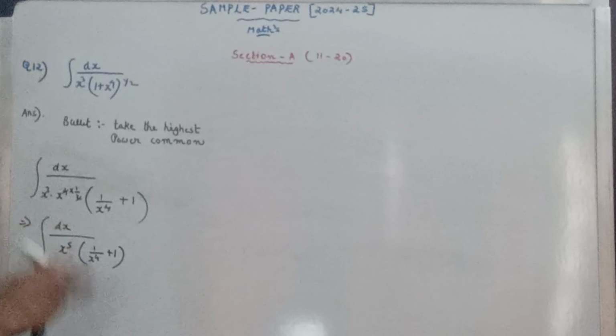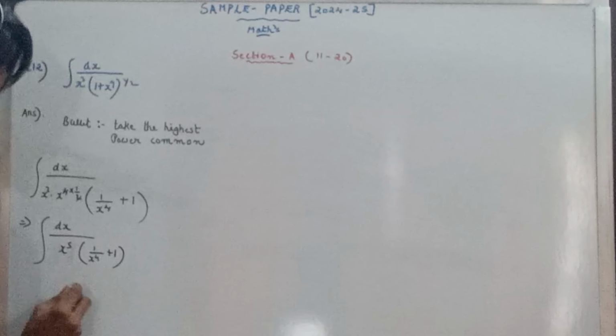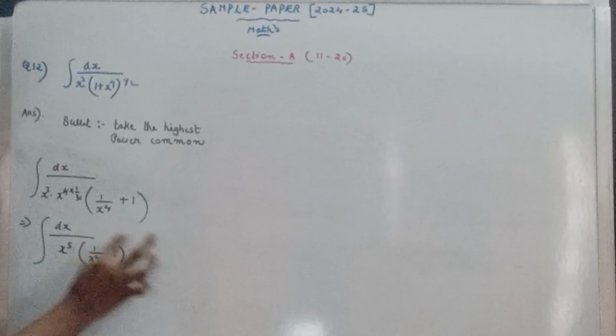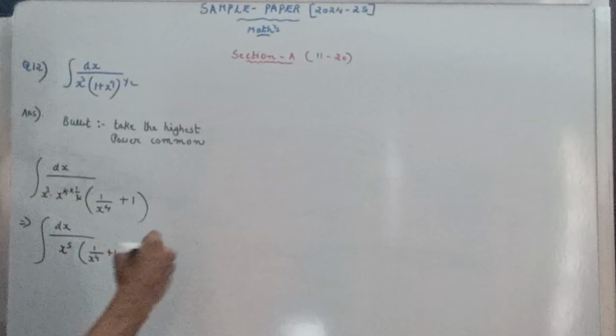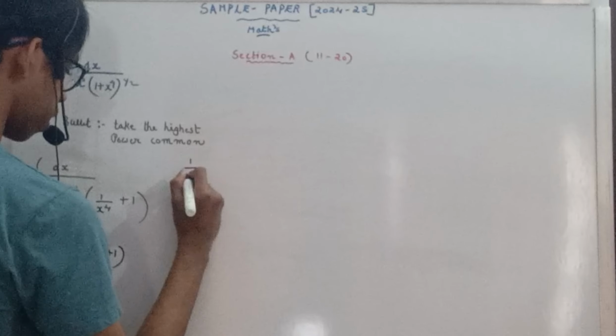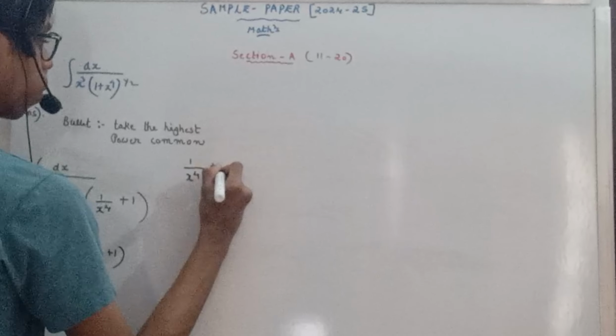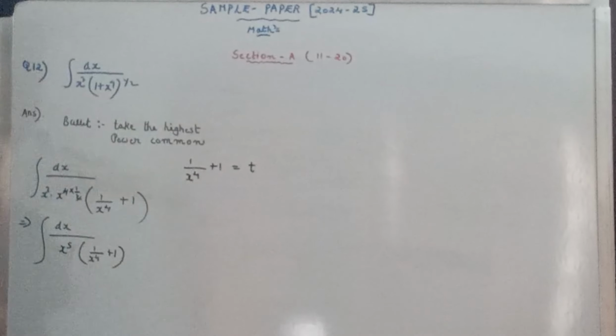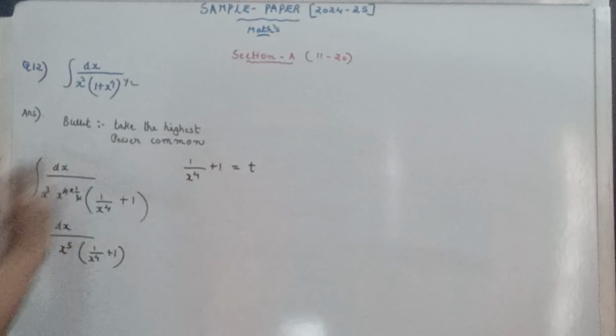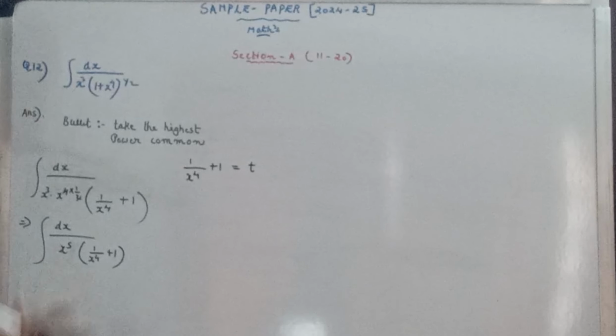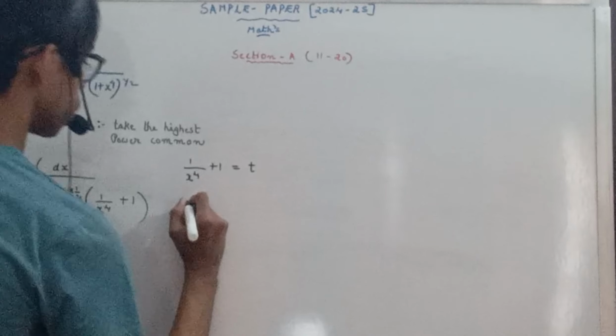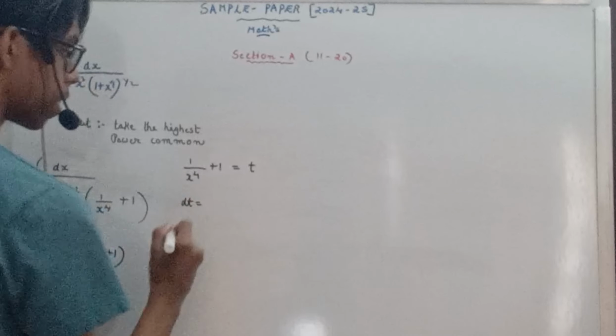Now what is our next step? Now we can do a substitution. That is, we can take this 1 by x raised to 4 plus 1 as t. So let us consider 1 by x raised to 4 plus 1 is equal to t. And if we are considering something to be equal to t, we have to differentiate it. So we will be getting dt is equal to.